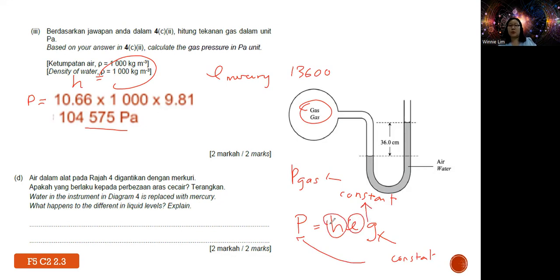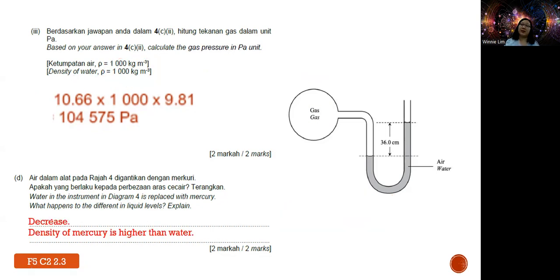So what happened to the value of the length? It has to be shorter or decreased in order to have the same gas pressure. So here is your answer: decrease, and density of mercury is higher than water.